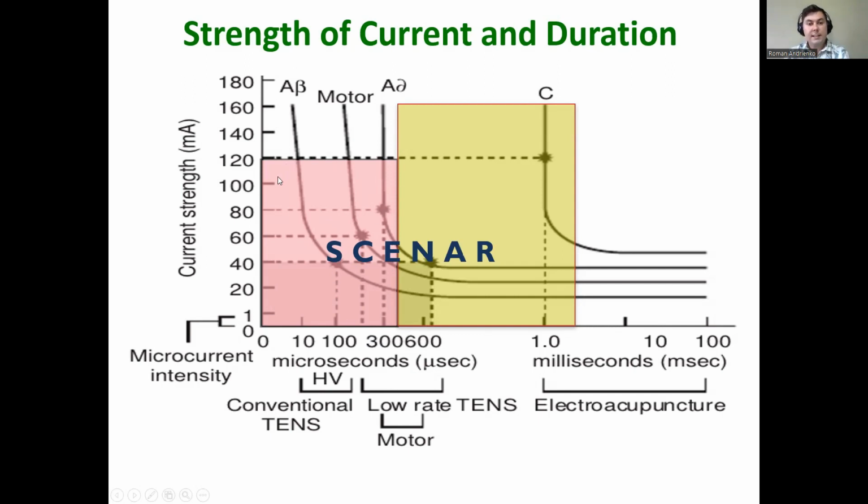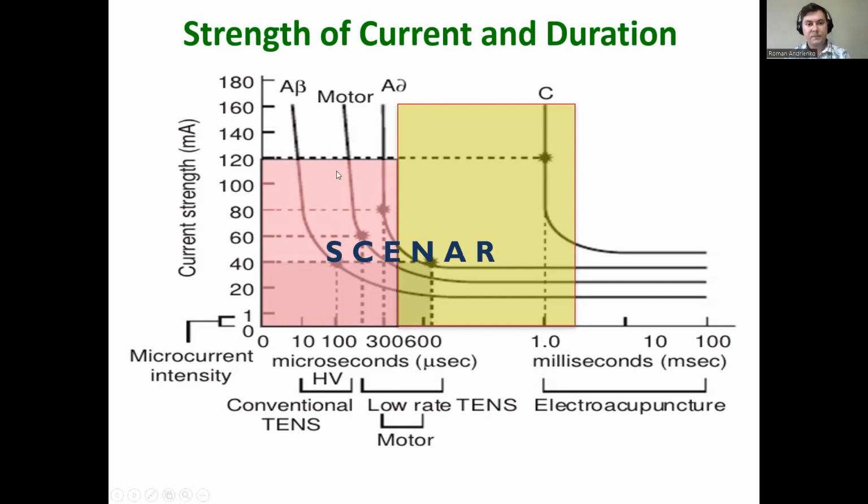And what we can see here are 4 curved lines that represent all 4 types of nervous fibers present in the human body. There are no more. We have only 4 types. We have A beta, we have motor, we have C, A delta. And Scenar is the only electrotherapy device that is able to activate all 4 of them.